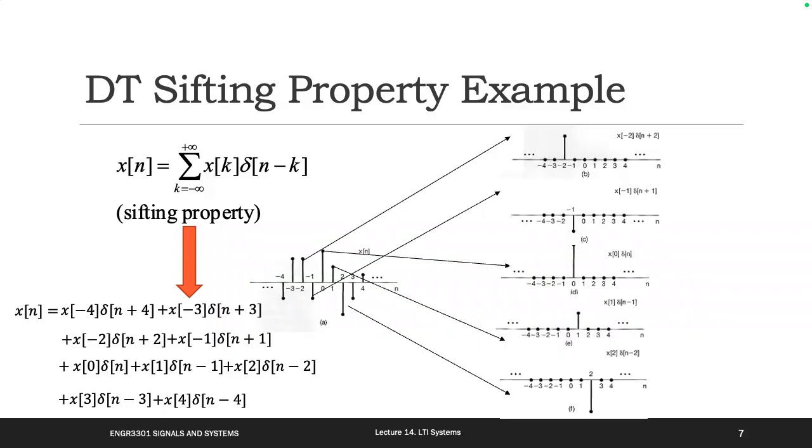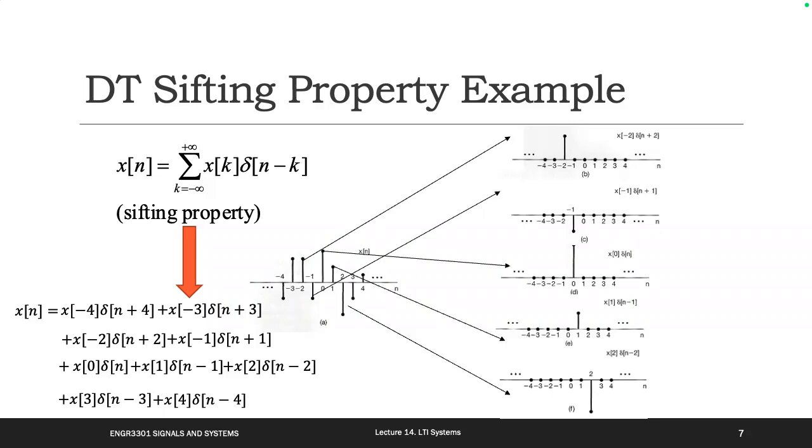Let's clarify again. What is delta n? When n equals 0, it will be 1. Otherwise, it will be 0, right? So what is delta -1? It is 0, which means this one will be removed. Same thing with the other items. When n equals -4, you just have this item. Same thing when n equals -3, you only have this item. When n equals -2, you only have this item. Similar thing. That's the amazing part of the delta.